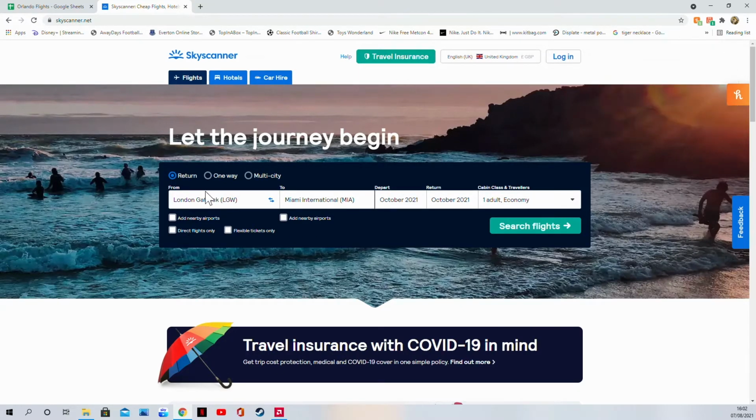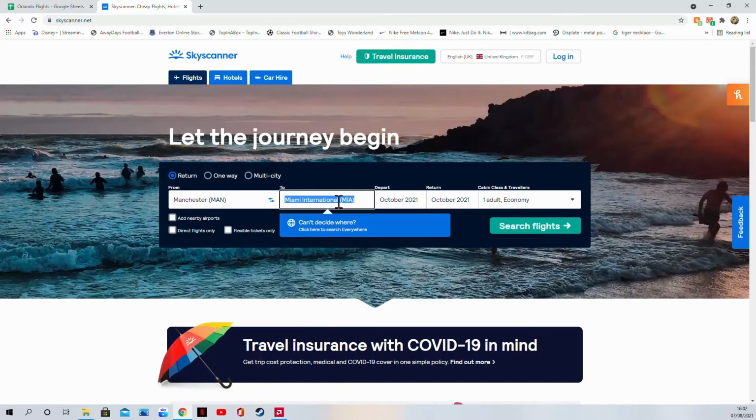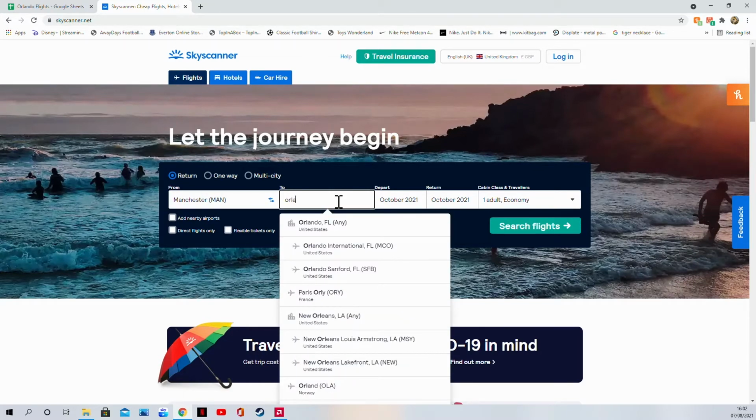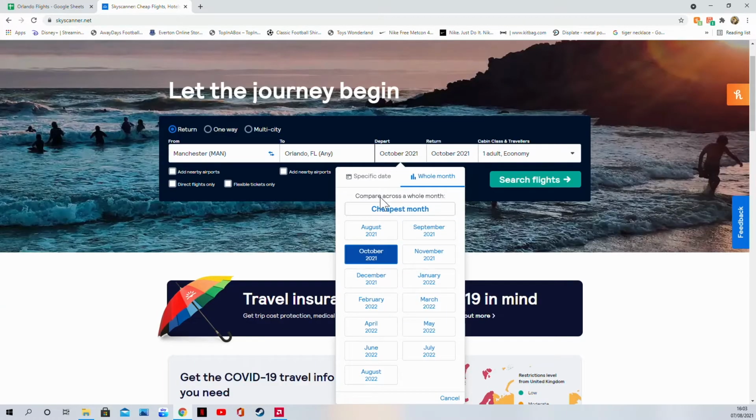So if we go from here, what I'll do is change this to Manchester, and I will do my first one, which is Orlando International. I'd always prefer to fly into Orlando International if possible, but it will depend on the prices. The other beauty of this is that instead of you just having to constantly go through dates, you can actually put a departure month.